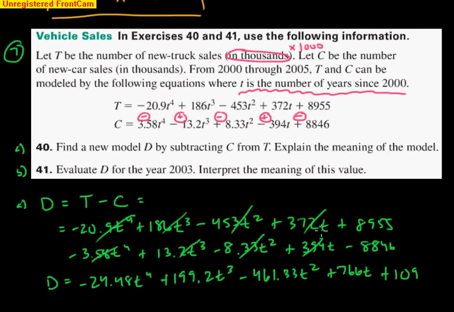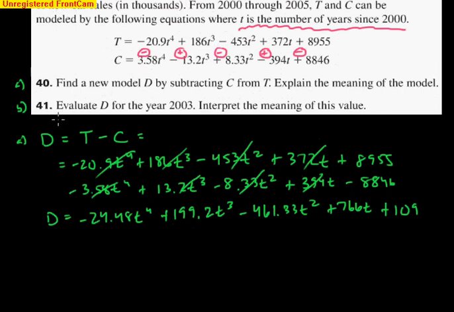And what does that mean? That just means how many more trucks there were sold than cars. Okay, and we'll kind of answer that in the second part. So then I'm going to use D in part B to evaluate. I'll use a different color. So in part B, it says, okay, now evaluate this for the year 2003. Well, the year 2003 is how many years since 2000? Well, it's 3 years. There's my T value. T is 3. And that's what we plug into this big long formula.